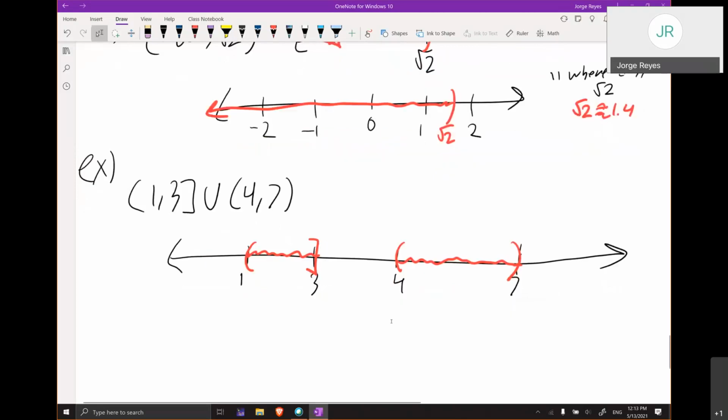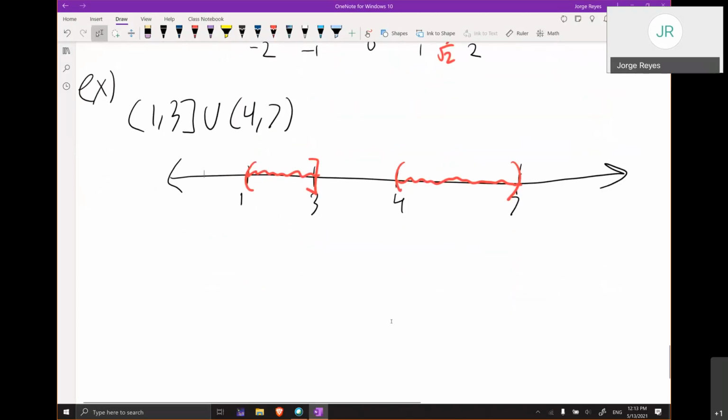Okay, so hopefully that's enough interval notation. I encourage you to study more of this. That's very important. But now I have to talk about absolute value.